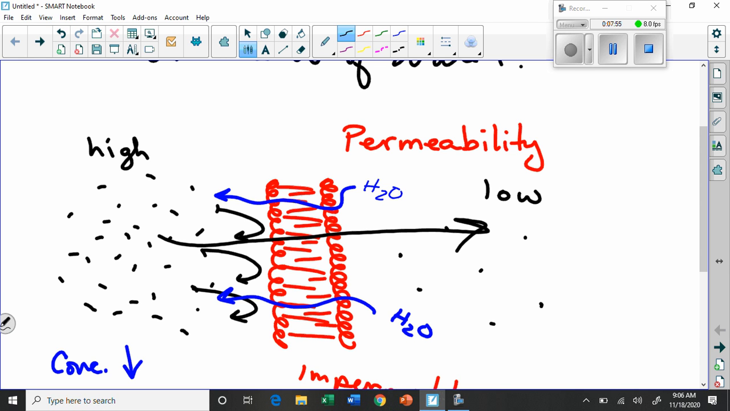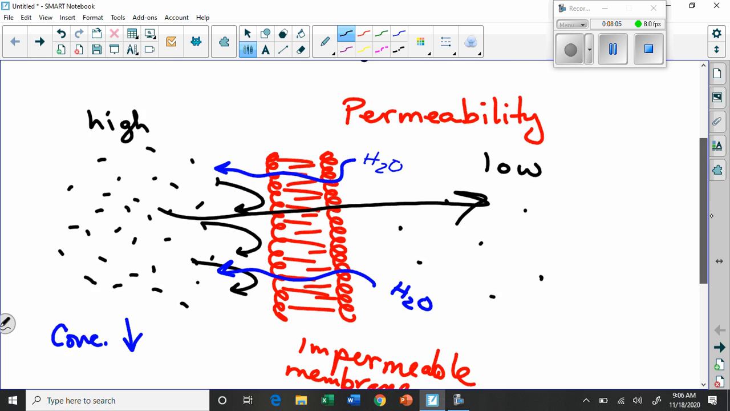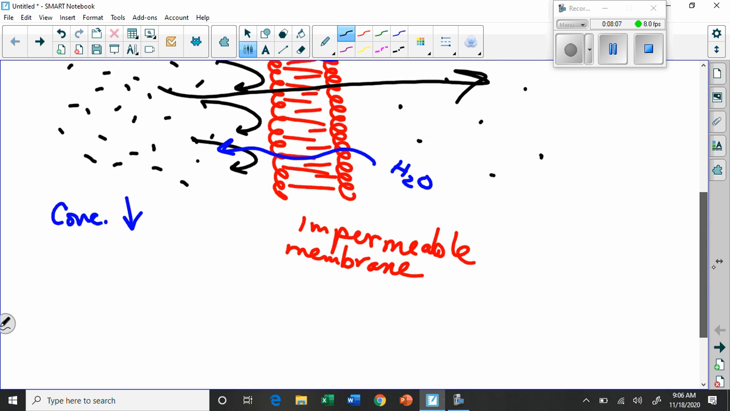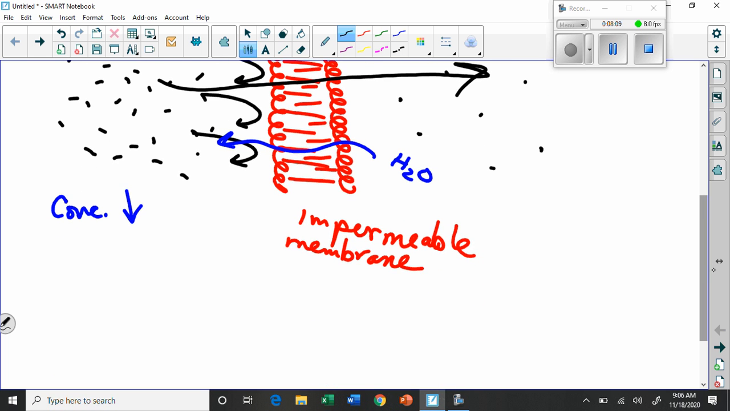And osmosis is a very important biological process. Cells make use of osmosis in the movement of water in a lot of different ways. So understanding that is critical to some of the processes we're going to talk about later. Okay, I'm going to stop that one. Any questions?